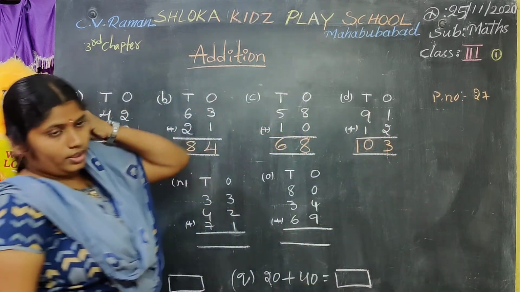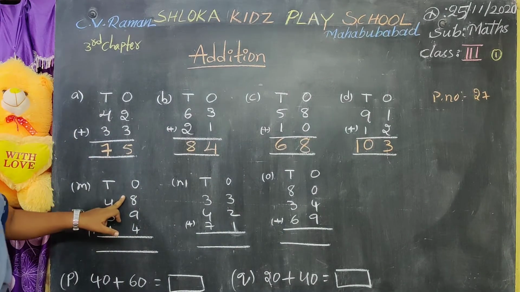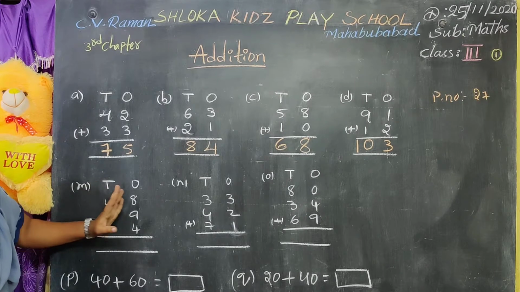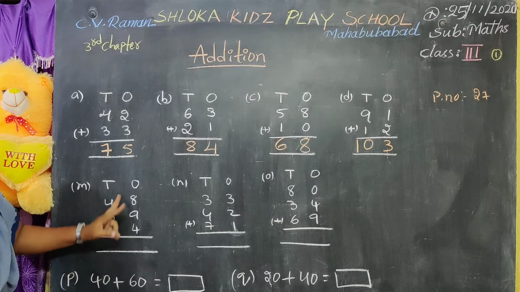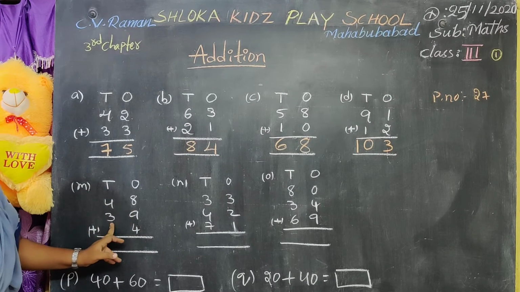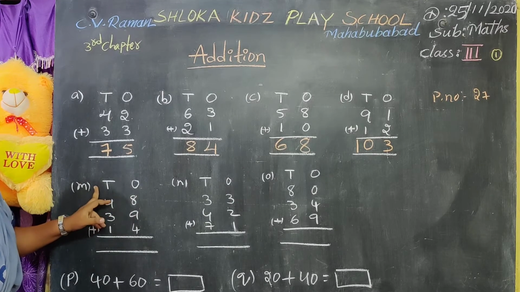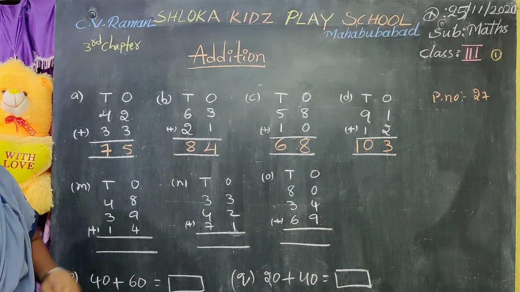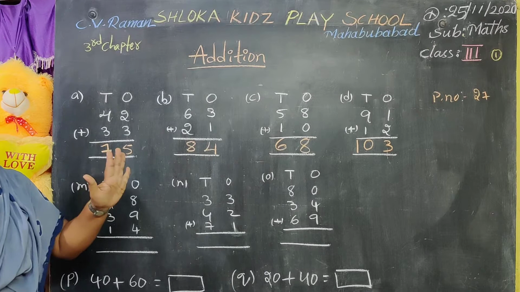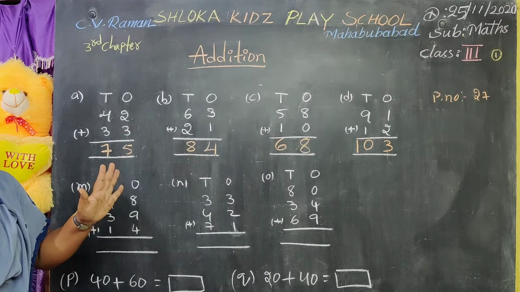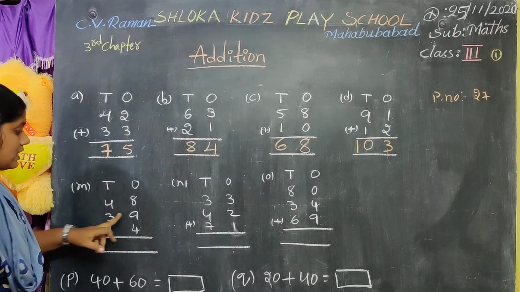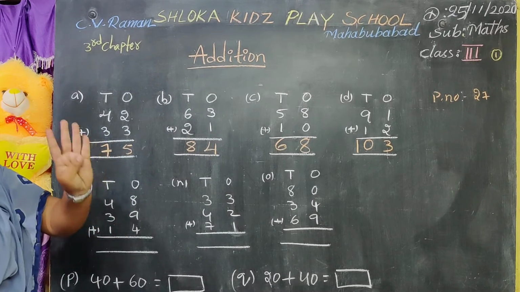Next, here is a problem: 8 plus 9 plus 4. How many rows are there here? 3 rows. Look here, 1's place, 10's place. But 3 rows are there. 8 plus 9: take 9 fingers after 8: 9, 10, 11, 12, 13, 14, 15, 16, 17. 17 plus 4: after 17 count 4.